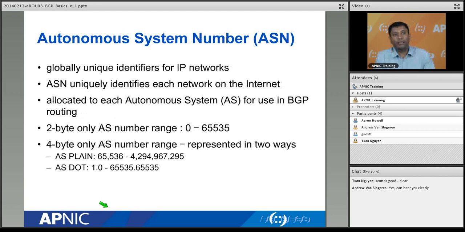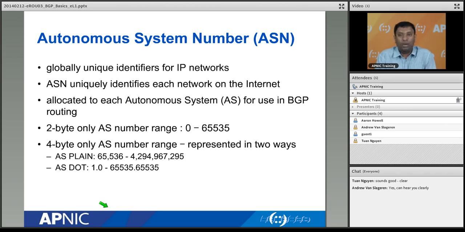How do we represent an AS? When you need to configure your BGP protocol, as I said, you need a unique number, and that unique number you normally get from a registry. The unique number you use to run your BGP protocol is called the autonomous system number, or ASN. It has to be globally unique, like the IP address, and the registry is the place from where you can get an autonomous system number.